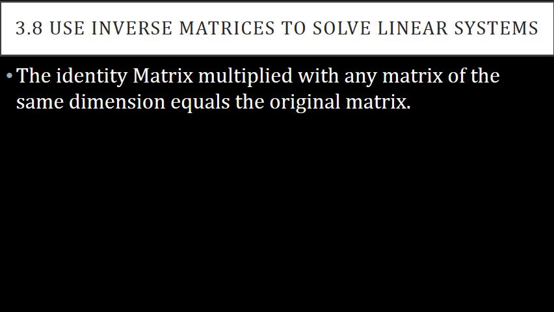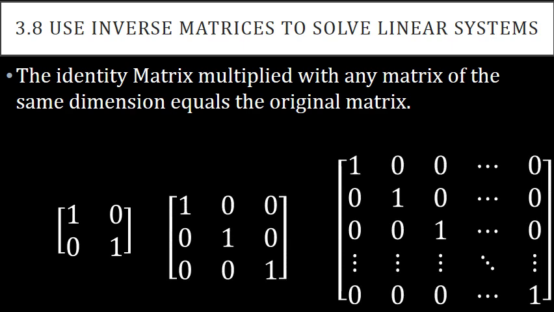The identity matrix is a matrix that, when multiplied with any matrix of the same dimension, equals the original matrix. It's the matrix equivalent of 1. And here's the pattern. The downward diagonals are 1, and everything else is a 0. And they are square.